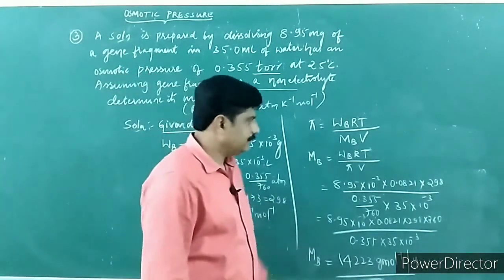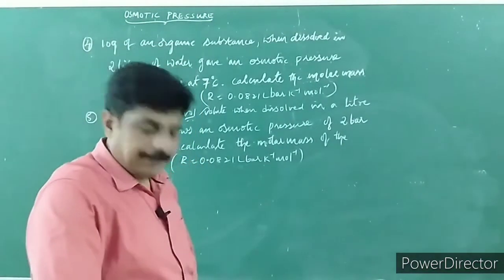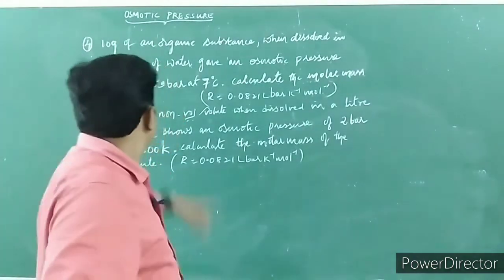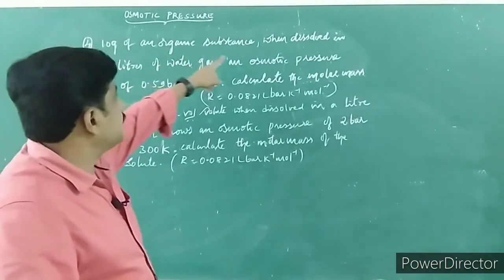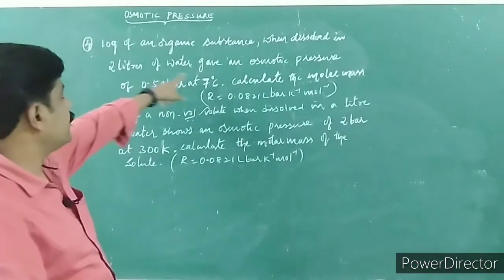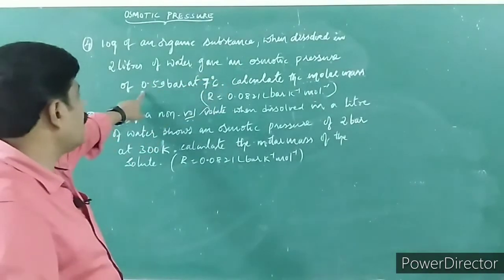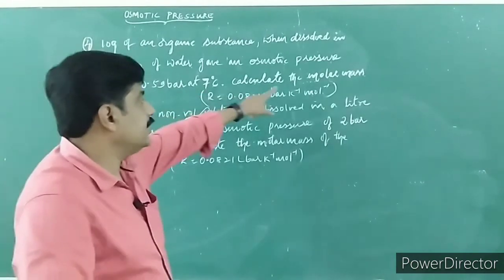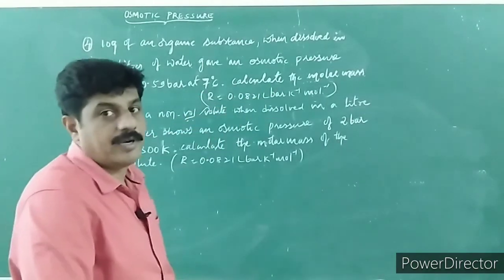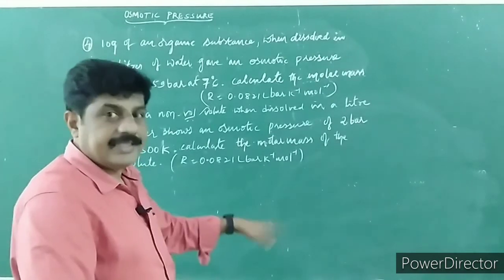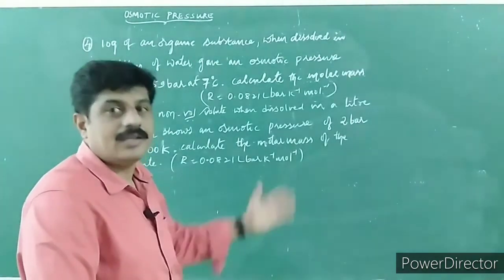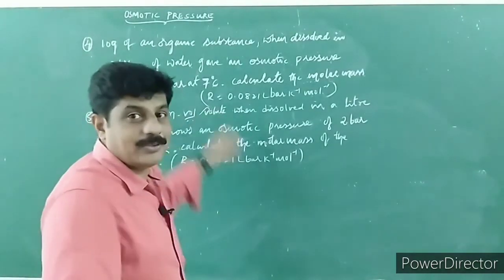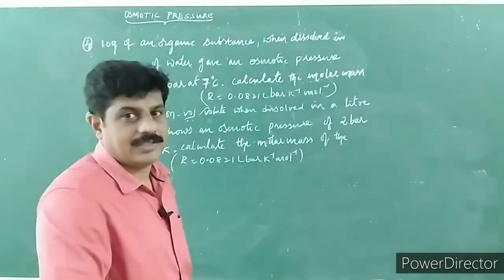That is also correct. Children, let me give two numericals for homework. 10 grams of an organic substance when dissolved in 2 liters of water gave an osmotic pressure of 0.59 bar at 7 degrees Celsius. Calculate the molar mass. Given R is equal to 0.0821 liter atmosphere or bar per Kelvin per mole. Remember, 1 bar is equal to 1 atmospheric pressure.